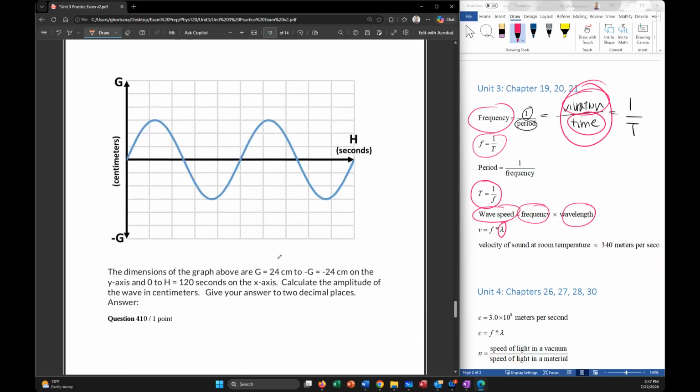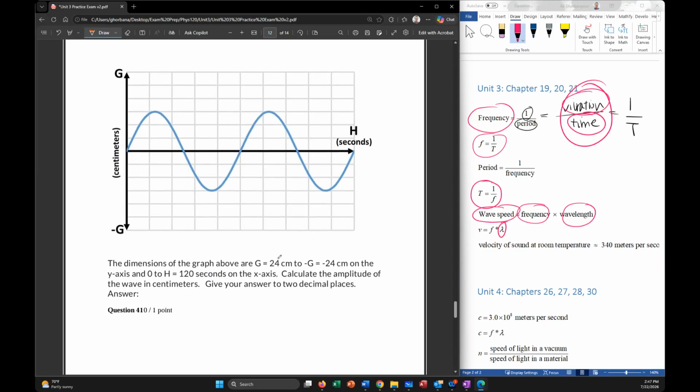Okay, next graph. The dimension of the graph above is 24 centimeters. Okay, this is 24. This is negative 24. And the x-axis is 0 to 1/22. Again, because this is time, we can calculate the period. It's telling us to calculate the amplitude. We already said what the amplitude means: the distance from the crest to the midpoint, or the distance from the trough to the midpoint, which is the amplitude.